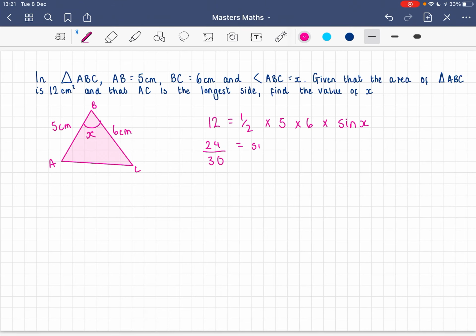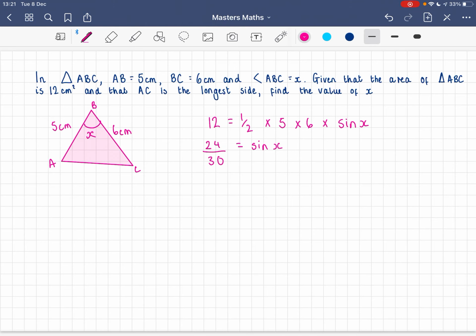I'm leaving it as a fraction because that is my preference. Anyone who knows me knows I prefer fractions to decimals. If you want to write it as a decimal, then go ahead, feel free. Like I say, it is absolutely a personal preference.